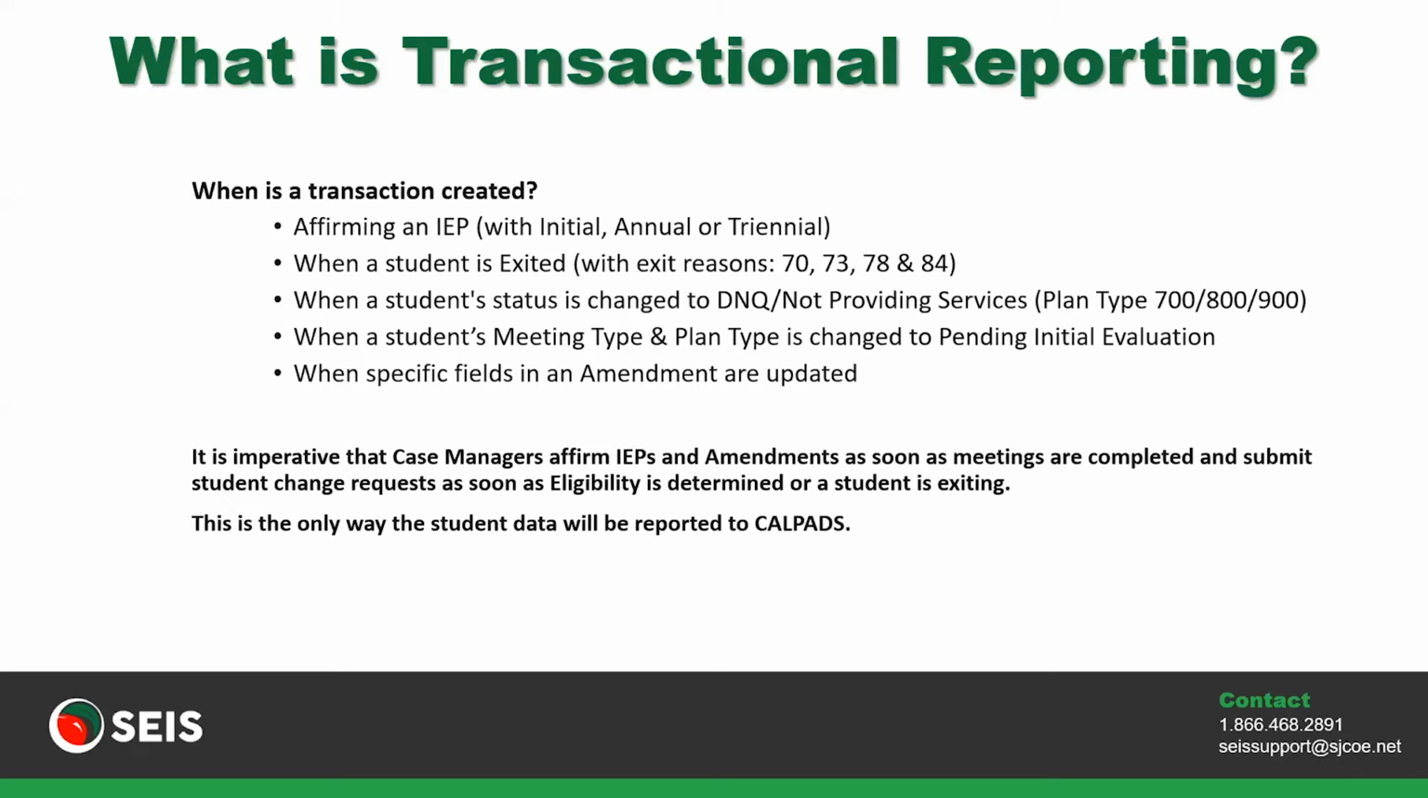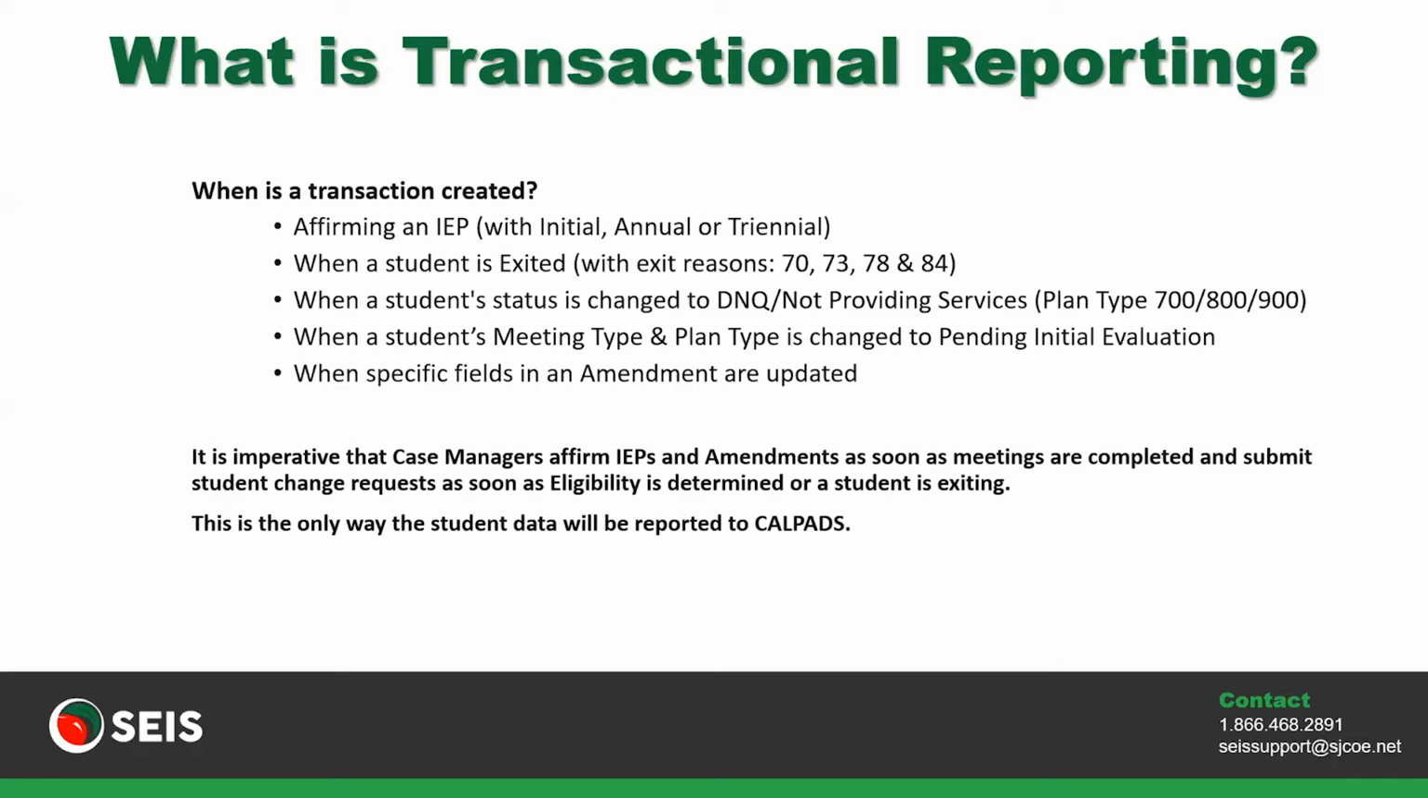Also, when specific fields in an amendment are created, not all amendments are reported to CalPADS, only certain ones. I know this may sound like a lot of information or new information if you're a newer user, but nothing on the user end has changed. You are still holding your meetings as normal, affirming, and submitting your student change forms to request that a student be exited or the eligibility status be changed. The importance now is to make sure that you're doing it in a timely manner. You need to affirm the IEPs and amendments in a timely manner.